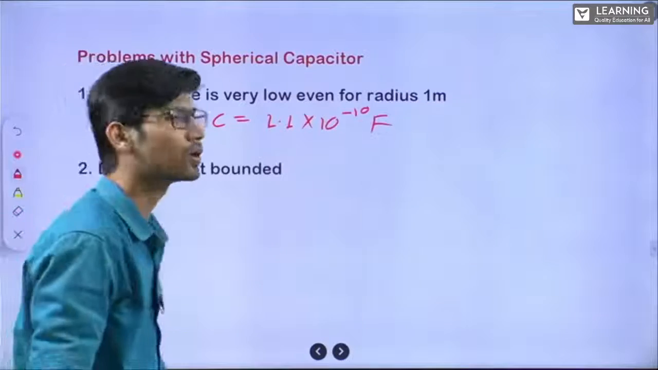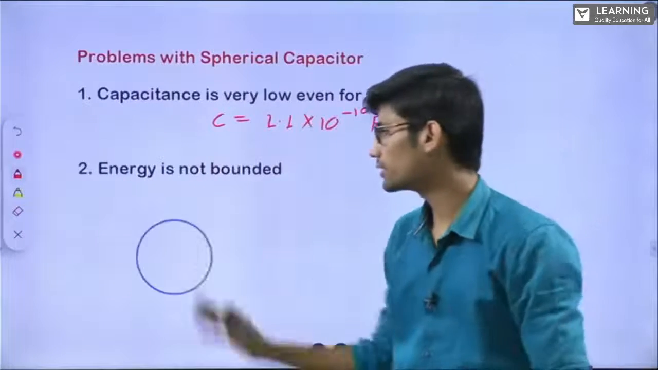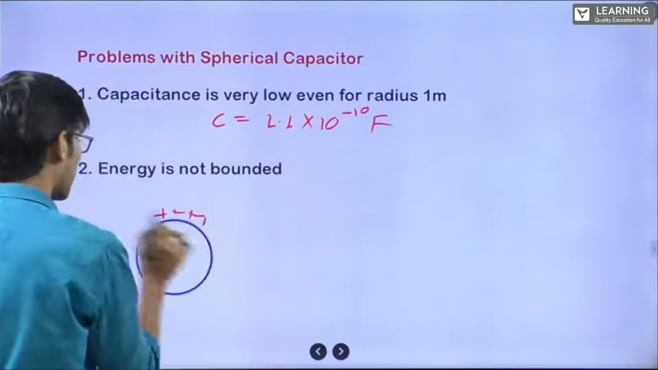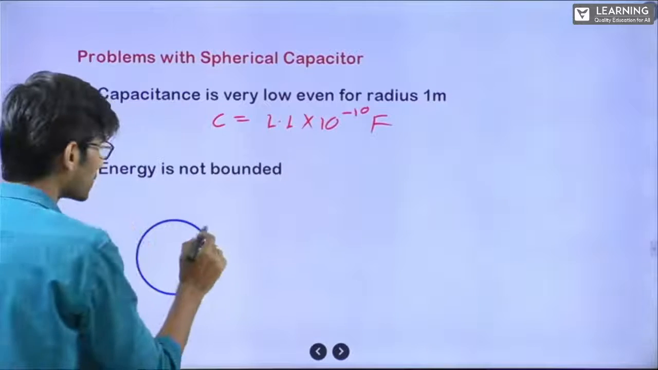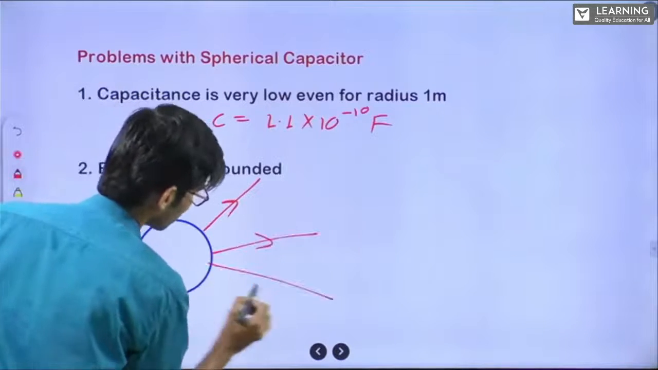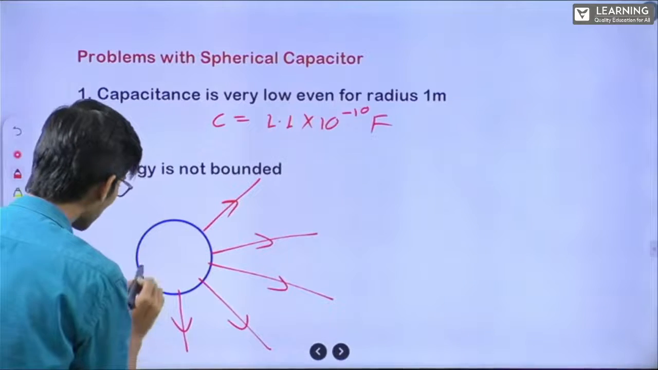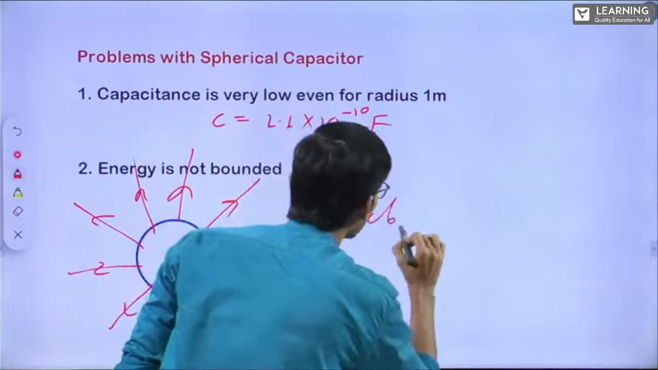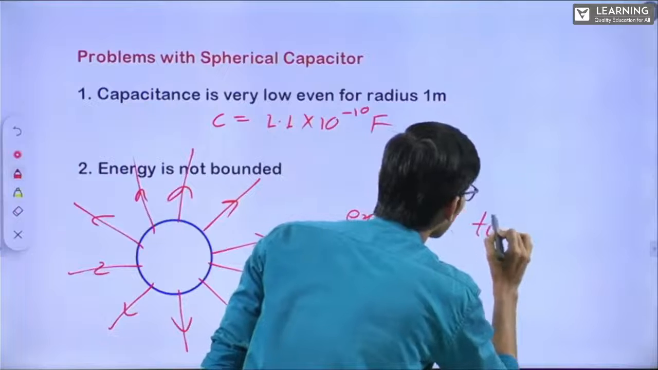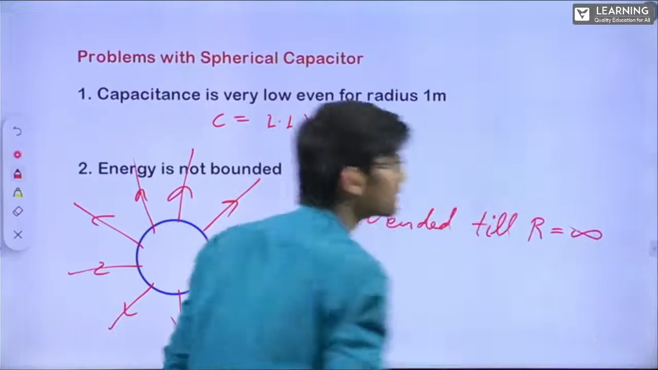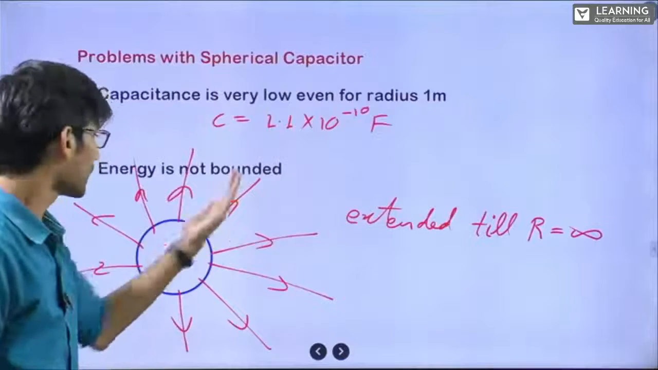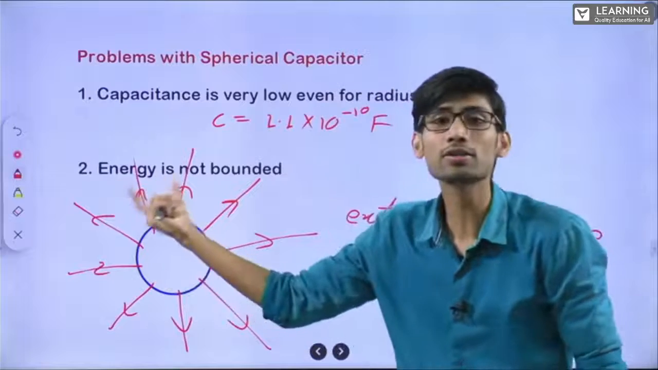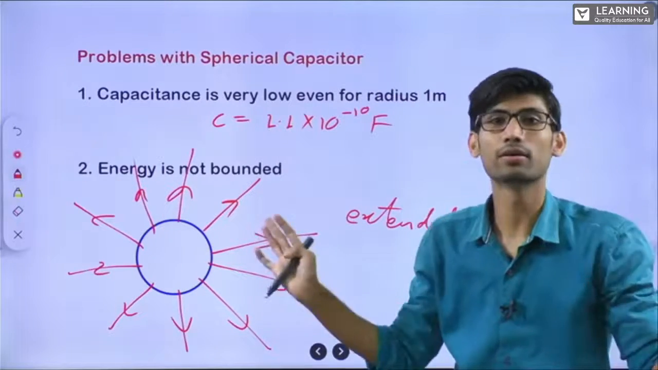Second problem is energy is not bounded. See here, if this spherical conductor is there, suppose I have given a lot of charge to it. Due to this lot of charge, the electric field will be outwards. This electric field is not bounded. It is extended till R is equal to infinity. Because this electric field is not bounded, the energy is not bounded. The energy gets spent just like that.